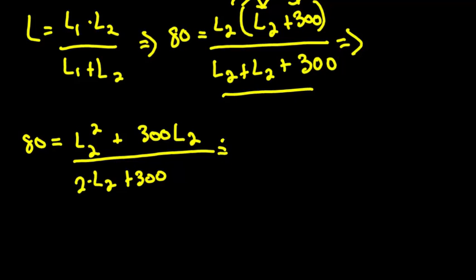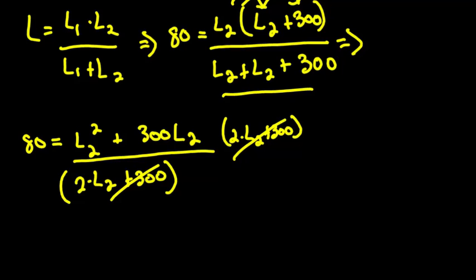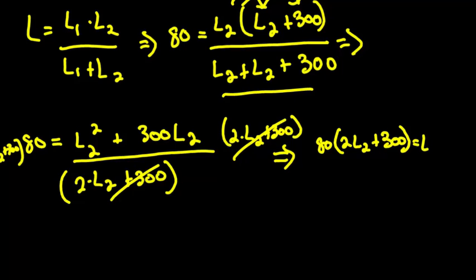Now, how can we reduce this a step further? We can multiply this denominator to both sides. So we'll multiply 2 L2 plus 300 on this side. This will cancel, and then we multiply it on this side as well. And so we would rewrite this equation now as 80 times (2 L2 plus 300) is equal to L2 squared plus 300 L2.